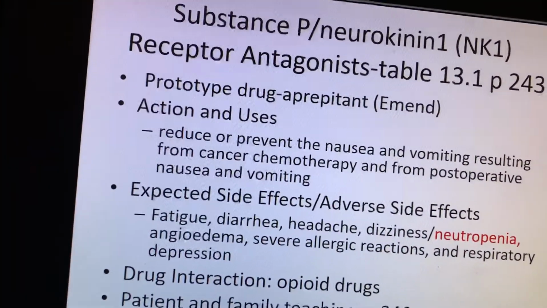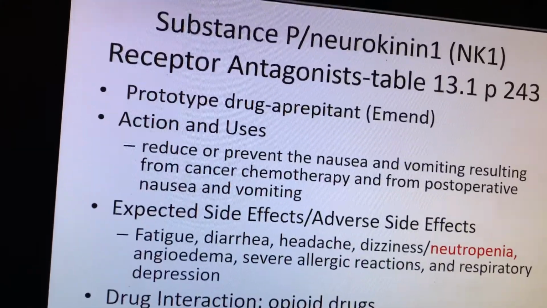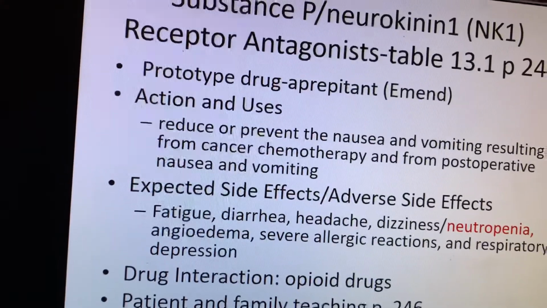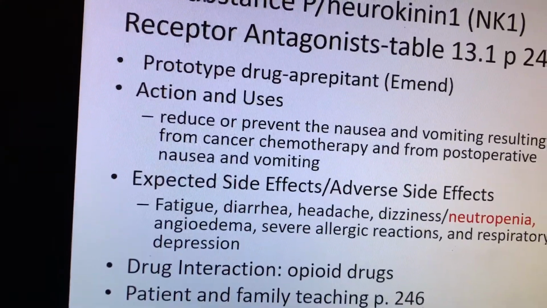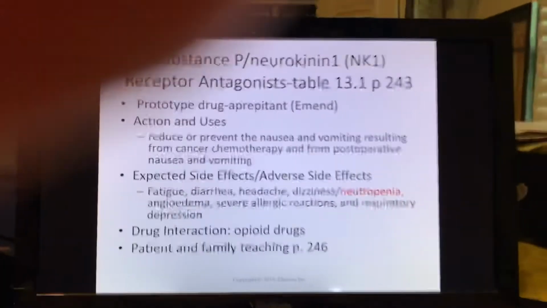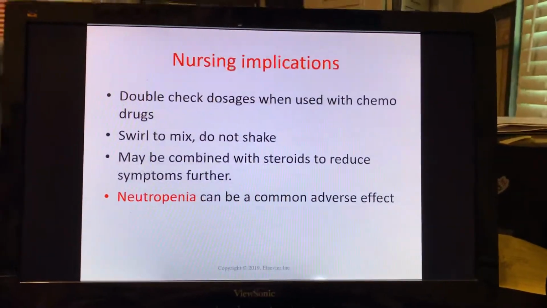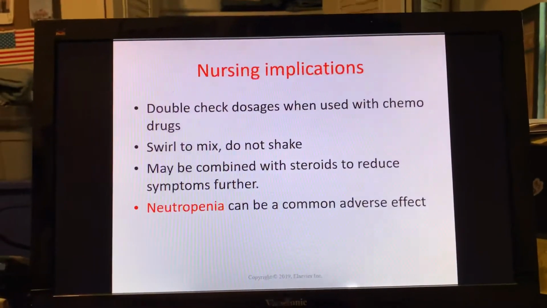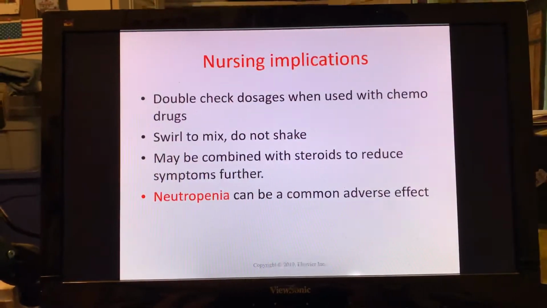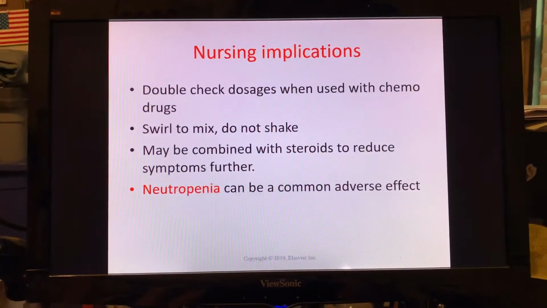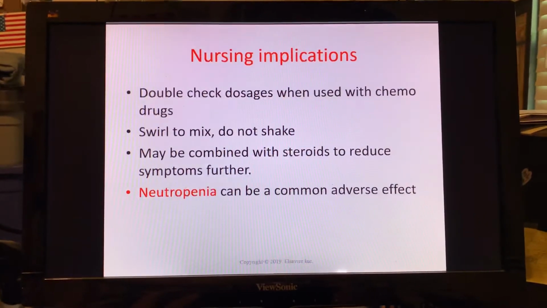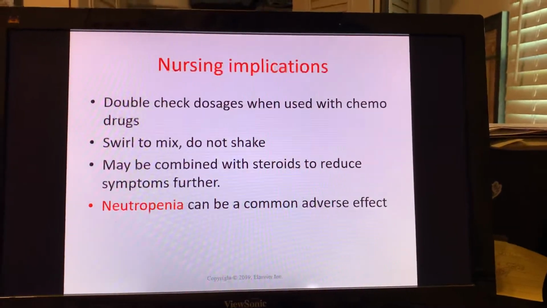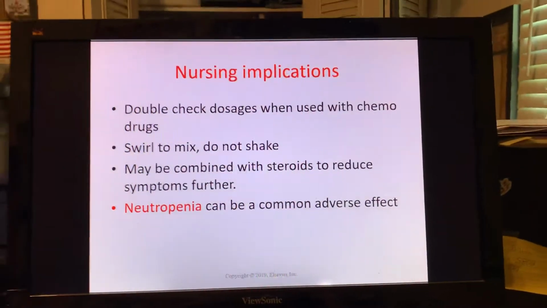At the bottom of page 243, we've got a couple of nursing implications. Always double check doses. And this drug sometimes can be combined with a steroid to make it more effective. Swirl to mix, don't shake. Just swirl it around or roll it gently between your hands. And once again, in red, they tell you that neutropenia can be a common adverse effect. So you think you might see this one again? I'm thinking, yeah.